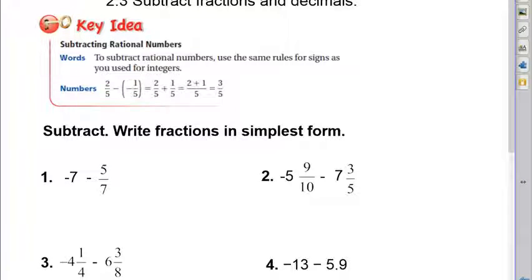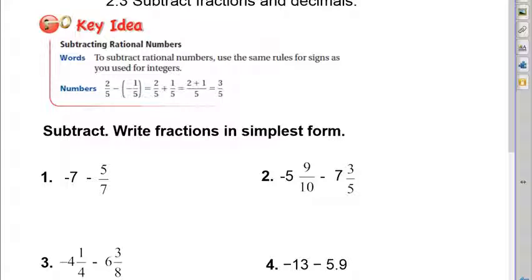Today's lesson is 2.3, subtract fractions and decimals. It's very similar to our last lesson, add fractions and decimals. First, it's important to remember that for subtracting rational numbers, we use the same rules for signs as we used for integers.